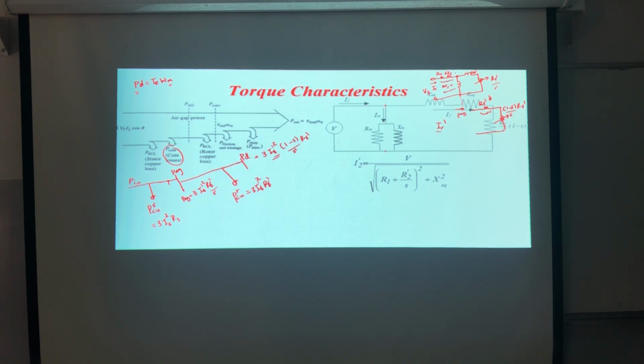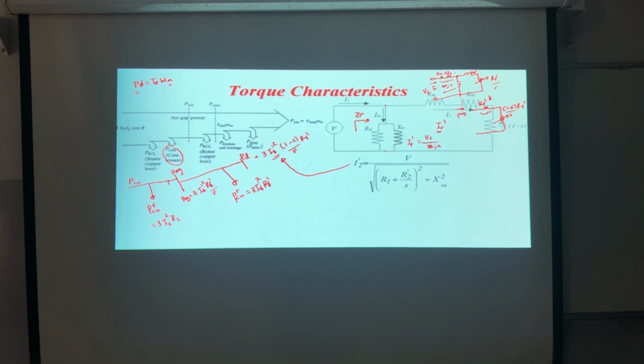Now I_R is very straightforward, correct? I_R dash will equal Vs over the impedance Zn as seen from here. Now this impedance is very straightforward. It's actually two impedances in series, correct? So it will be R1 plus R dash over S, plus the X equivalent. Now if I substitute this here, I will get the developed power.